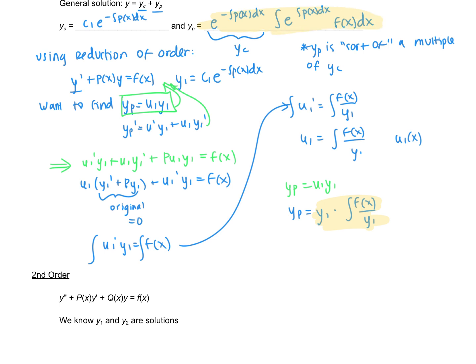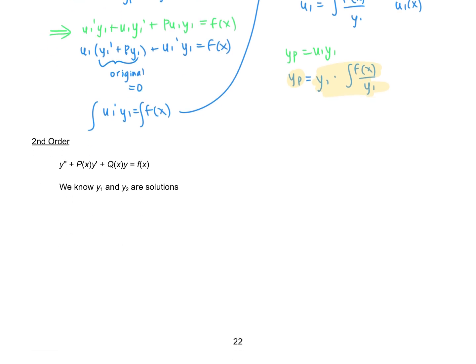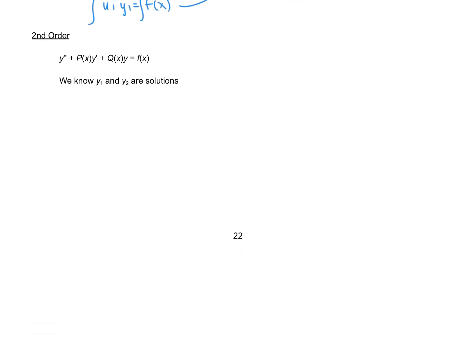Not y1, yp. So this y of p is exactly the same as the y of p that we wrote above. So what we're going to do now is a very similar process, but we're going to look at a second order equation. The first thing I want to point out is that we have a lead coefficient of 1. We also know that y1 and y2 are solutions.